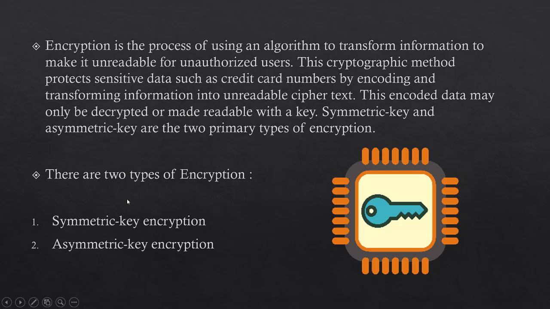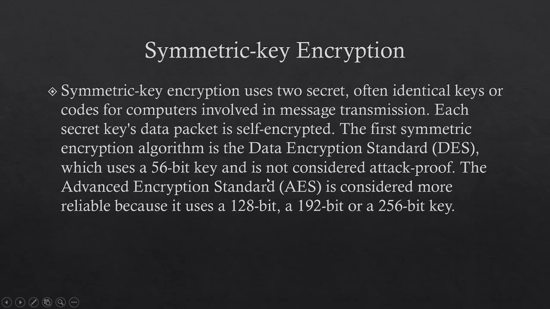So let's understand what symmetric key encryption is. Symmetric key encryption uses two secret, often identical keys or codes for the computers involved in message transmission. Each secret key's data packet is self-encrypted. In symmetric key encryption, a single key is used for encryption and decryption also.